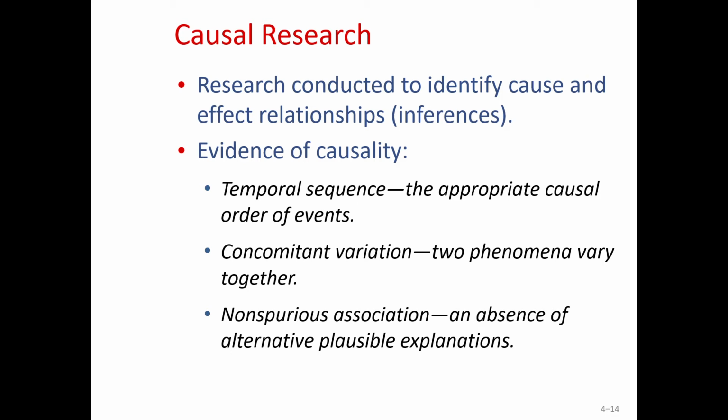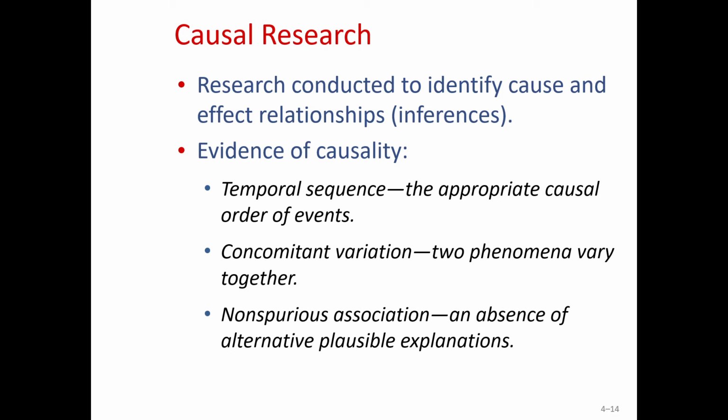Three critical pieces of causal evidence are temporal sequence, concomitant variation, and non-spurious association. Temporal sequence deals with the time order of events. Having an appropriate causal order of events, or temporal sequence, is one criterion for causality. Simply put, the cause must occur before the effect.